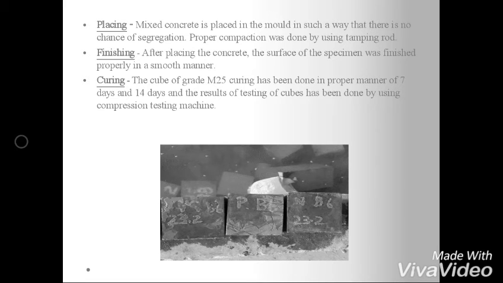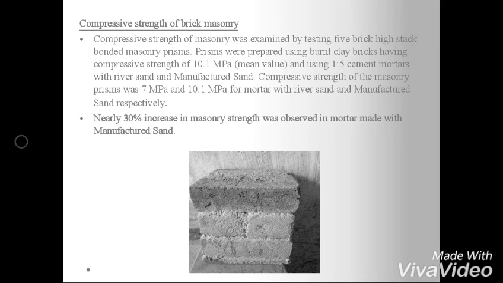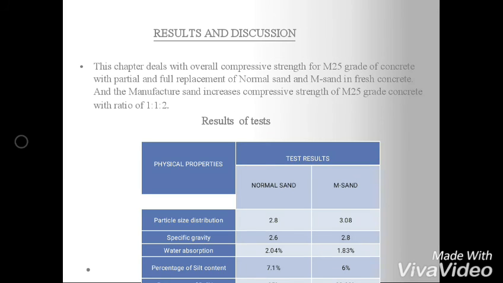Curing. M25 grade concrete was prepared, and we are going to cure the concrete for 7 days and 14 days strength. Compressive strength of brick masonry: the compressive strength of masonry was examined by testing 5-brick-high stack bonded masonry prisms. Prisms were prepared using burnt clay brick having compressive strength of 10.1 megapascal and using 1:5 mortar. With a reverse and a natural side, the compression of masonry was 7 megapascal and 10.1 megapascal. Nearly 30% increase in masonry strength was observed.